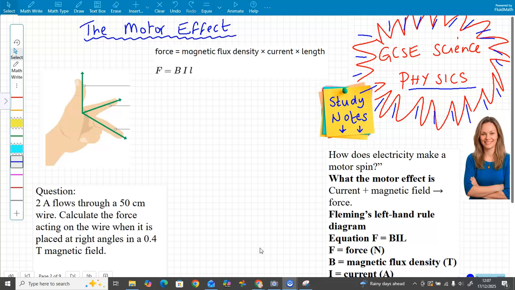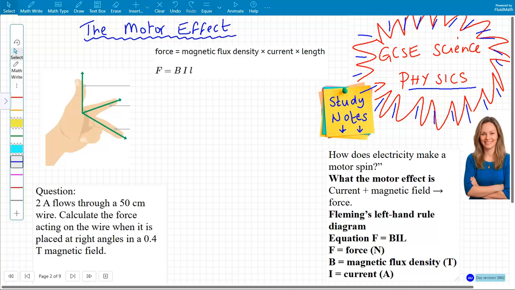So you can see the picture on the screen is a left hand held out in that particular way. So it's not particularly comfortable to hold for a long time, but it's okay for a few minutes. So you've got three fingers pointing in three very different directions. The thumb, pointing upwards at the moment, represents the force direction. So it's the force in newtons, the direction of the force. Okay, so I'll talk about what this all means in a minute.